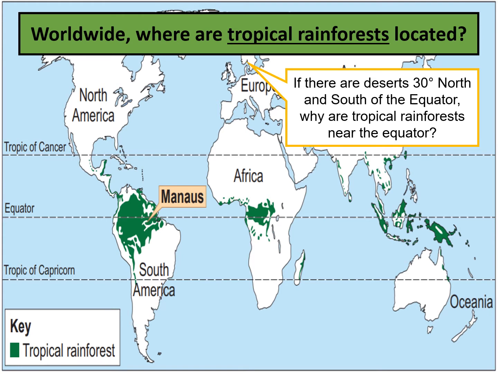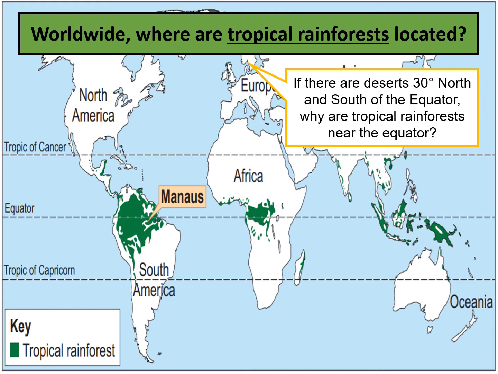Okay then. So worldwide, where are the tropical rainforests located? This is quite a brief map, and we're going to look at this in a little bit more detail in the next part of the lesson. But we can see here that these green regions on the map are where we find tropical rainforests.